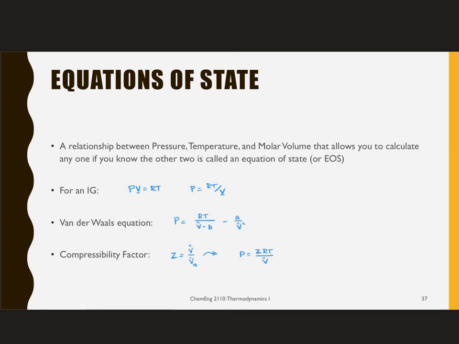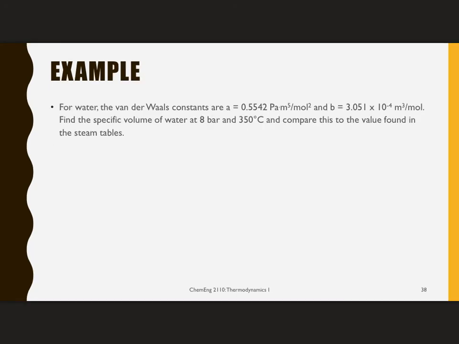Let's just very briefly look at an example where we're using the van der Waals equation. So for water, the van der Waals constants are A is 0.5542 Pascal cubic meters to the fifth per mole squared, and B is 3.051 times 10 to the minus fourth meters cubed per mole. And we want to be able to calculate the specific volume of water at 8 bar and 350 degrees C, and then we'll compare it to what we get in the steam tables. Now, first of all, this pressure is in pascals, not kilopascals.